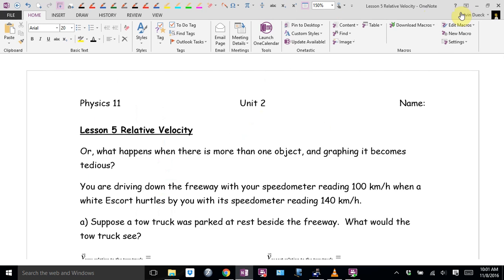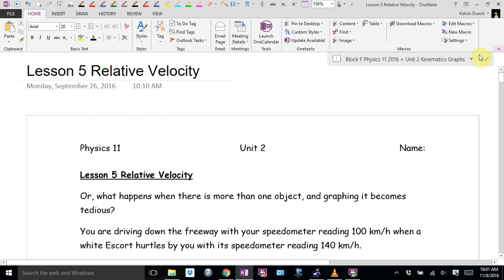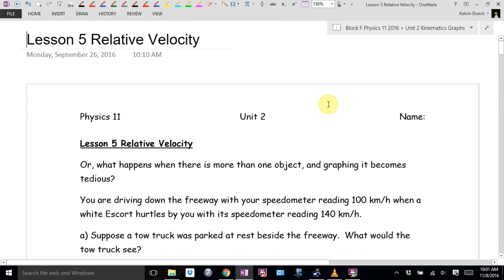Relative velocity. What if you have two objects moving at the same time and you don't feel like graphing both of them because it becomes tedious? That's your trigger. You know on your test, which isn't that far away, and in your homework, that it's a relative velocity question because there are two objects moving with different speeds. Relative velocity: two objects moving with different speeds.